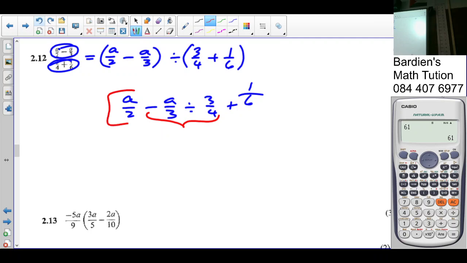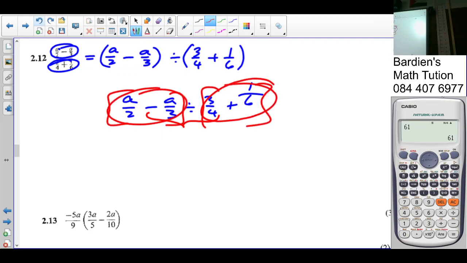However, if I put this in a bracket, the bracket is going to be sorted out prior to the fact that you're going to divide afterwards. You guys understand? Right.